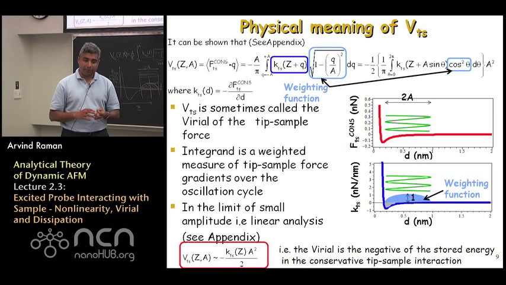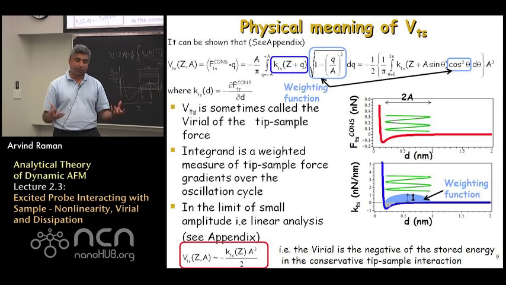And so what we have done, therefore, is talk about these two important quantities, ETS and VTS, which are two quantities that are related to the tip sample interaction forces. And yet, it's important to remember that we measure these two quantities both in frequency modulated AFM and in amplitude modulated AFM through the observables, which are amplitude and phase of oscillation.